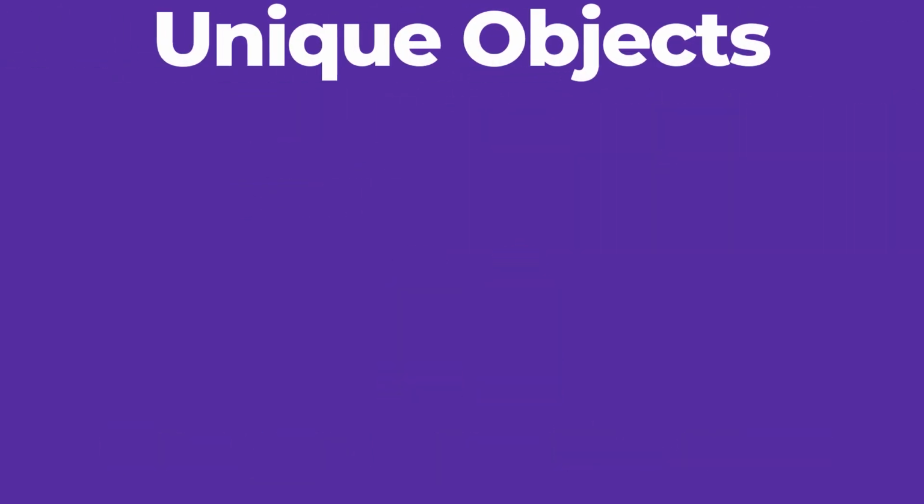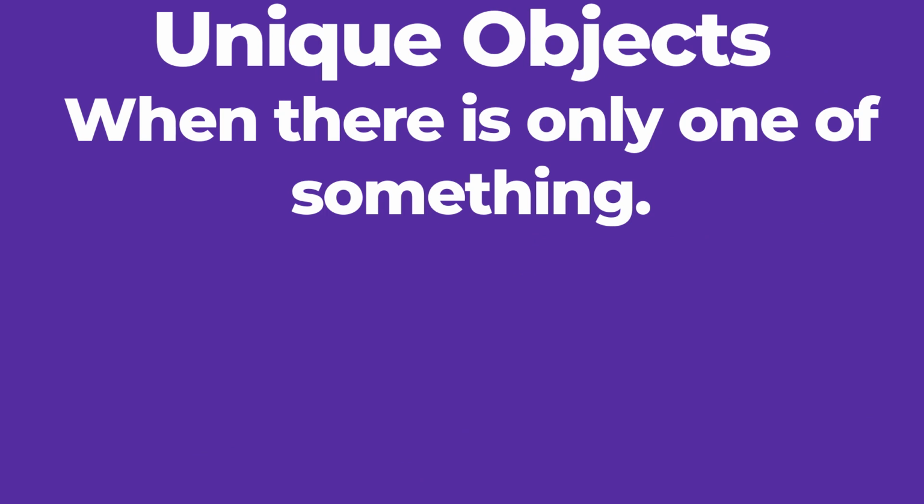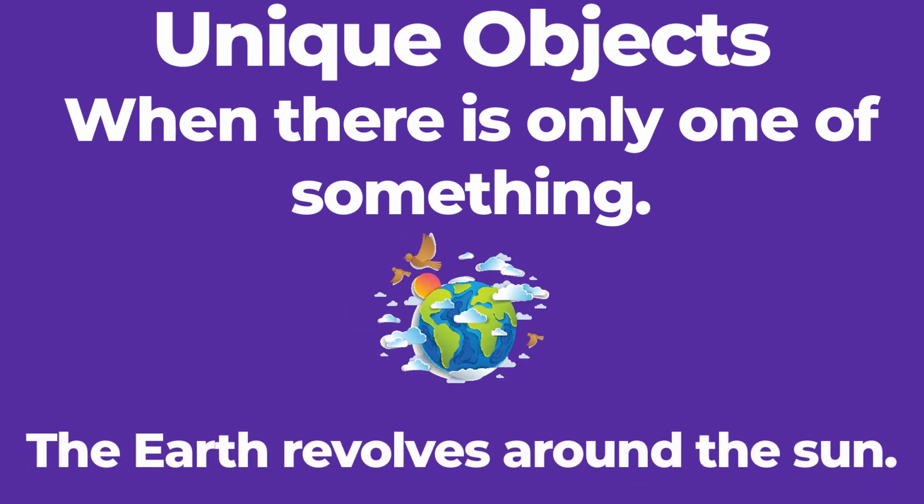Unique objects: when there is only one of something. The earth revolves around the sun.